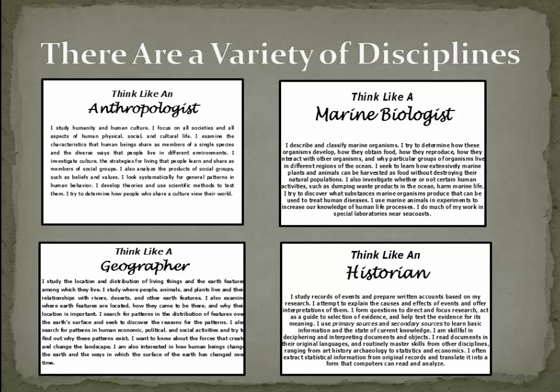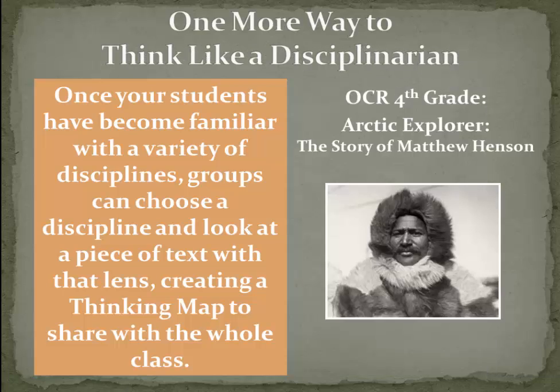Eventually, after your students have had multiple opportunities to think like a disciplinarian and you have practiced using the disciplinarian word wall, your students will get to the point where they can analyze a text from a perspective of their choosing. The Open Court story, Arctic Explorer, the story of Matthew Henson from the 4th grade survival unit, could be read from a variety of perspectives. Some examples would be an anthropologist, marine biologist, geographer, and historian. Students could make their own frame, choosing the thinking tools that would fit their information from the perspective of their discipline.